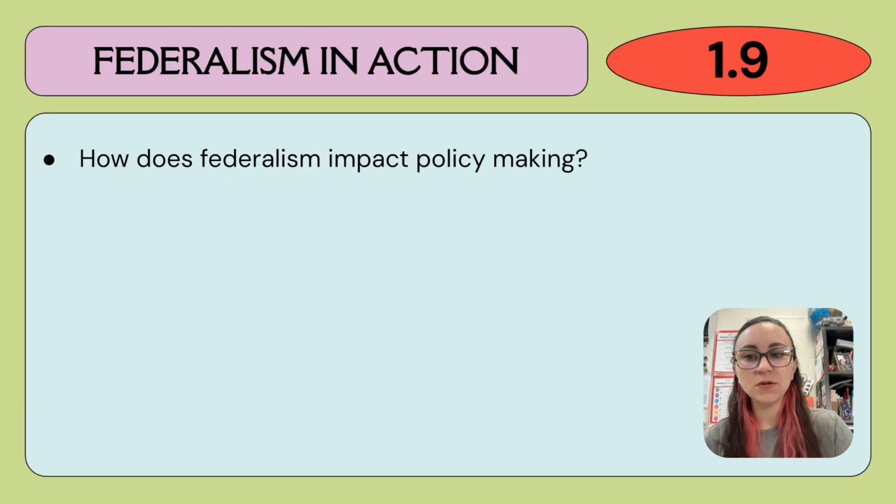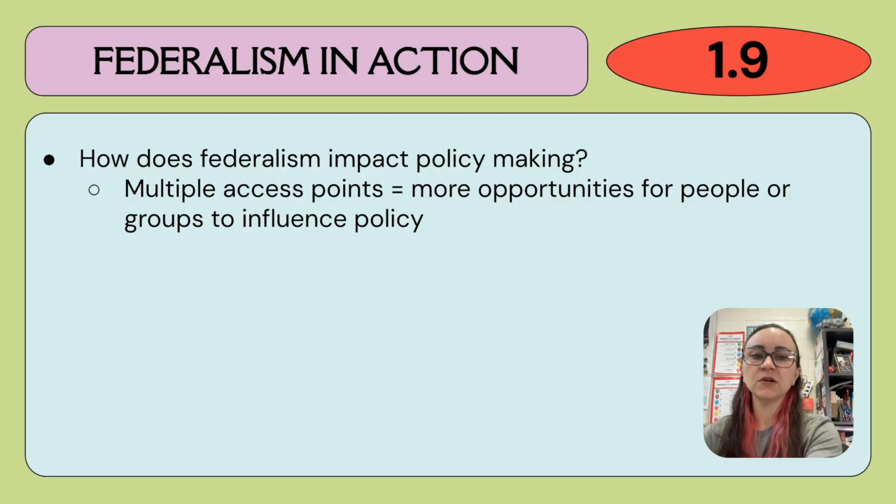All right, and then 1.9 basically brings up some case studies, right? The biggest thing to understand here is that there are a lot of different ways for people and interest groups and lobbyists, people like that, to influence policy. And so that is why federalism actually has a huge impact on policymaking. Because if I was passionate about, let's say, gun control, and I really wanted to help get a law passed about guns, for or against gun control, right?